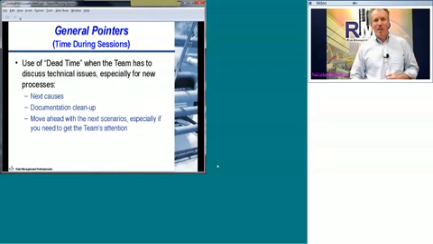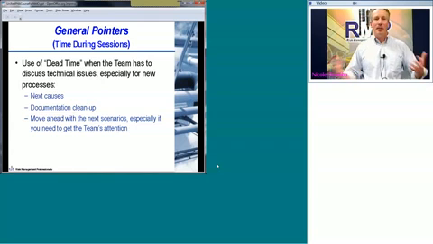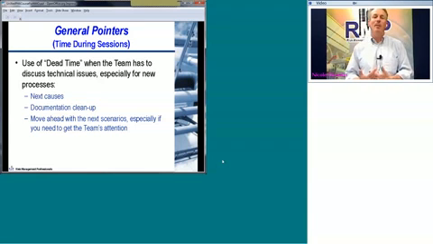Also, there's going to be some dead time. Sometimes the team has to discuss important issues, and a good facilitator is going to know when a team really needs to take that critical mass of them being together and discuss important issues. And sometimes you can still make progress. If there's any dead time where they have to take a few minutes to talk about something, you can work with the scribe to put more causes in, clean up the documentation, or just move ahead with some scenarios.